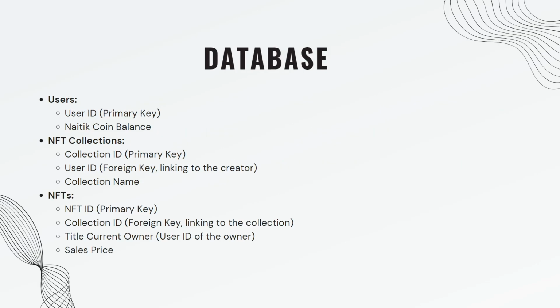And if you look at the database, it's a really simple one. It isn't something fancy. So I have users: user ID, primary key, name, coin balance, which I named DANG. And then we have NFT collections. So we have a collection ID, which is the primary key, user ID is the foreign key, linking to the creator, and collection name. We have NFTs: NFT ID, primary key, collection ID, foreign key again, linking to the collection, title, the current owner, user ID of the owner, and the sales price.